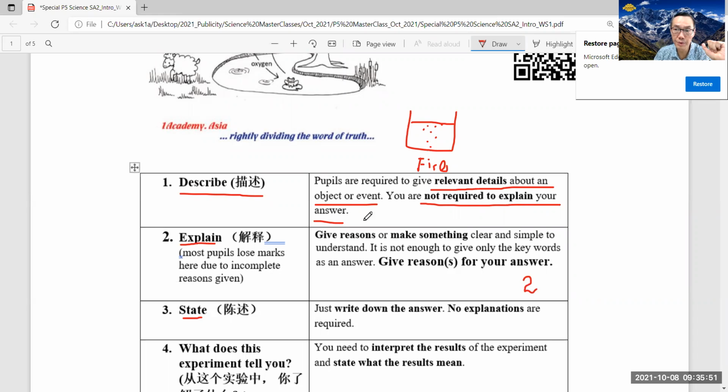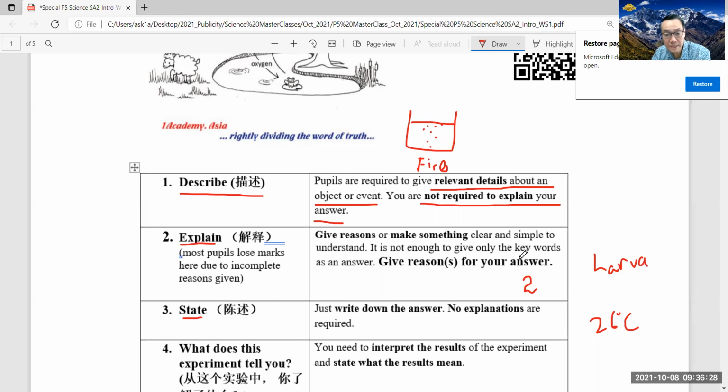So in today's session we will do a lot of questions on describe and explain. State is the easiest. With state, sometimes one word can give you 1 mark, which will appear in some questions today, and also appeared a few days ago when my P6 students took their PSLE this year. There are some questions that say state, so they just write down, for example, 26 degrees Celsius. You just state the temperature, or maybe state the stage of the animal, for example, larva stage.